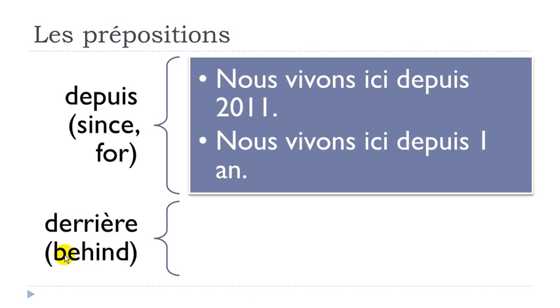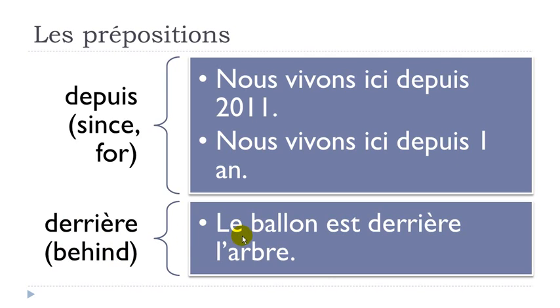Derrière means behind. Okay, so the example could be le ballon est derrière l'arbre. Le ballon, the ball, est, is derrière, behind l'arbre, the tree. Okay, un arbre, a tree. Le ballon est derrière l'arbre.